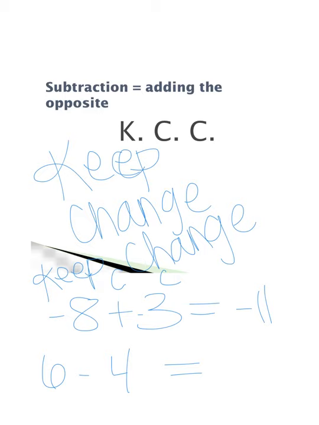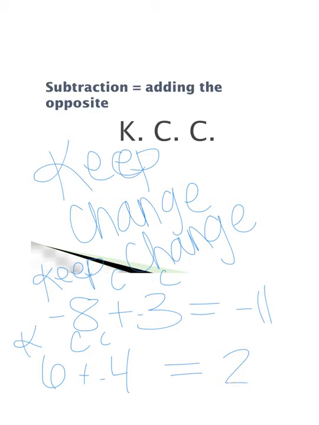Six minus 4, you're probably quick to say 2, but I want to let you know that you can still do it even with these. So we would keep the 6, change the minus to a plus, change the 4 to a -4. Our largest number is 6, and it's a positive, so my answer is going to be positive, and 6 minus 4 is 2.